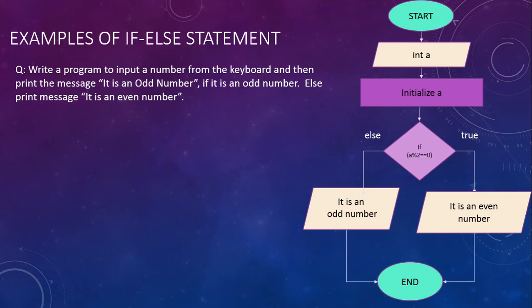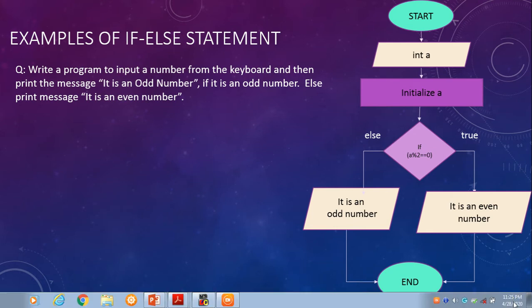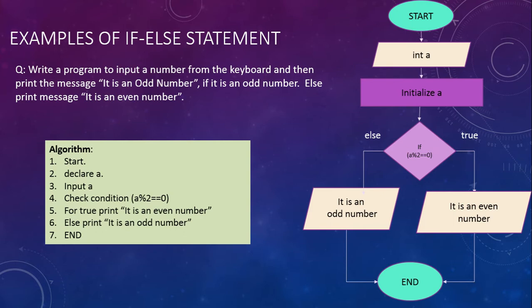So here is the program. Write a program to input a number from the keyboard and then print the message: it is an odd number or it is an even number. For that case, here is the algorithm in which we will consider a variable. We will declare that variable, then it will be assigned a value by the user. The condition will be checked, and this will be the condition.